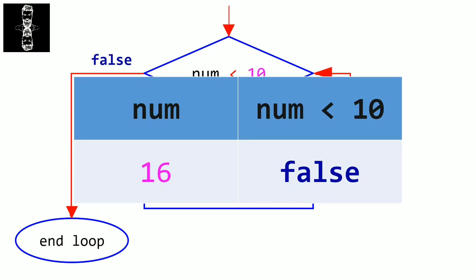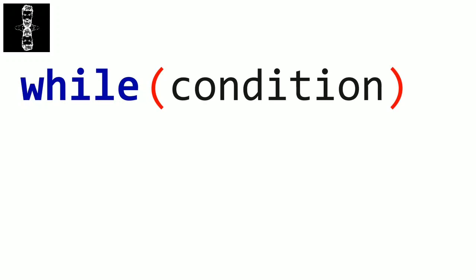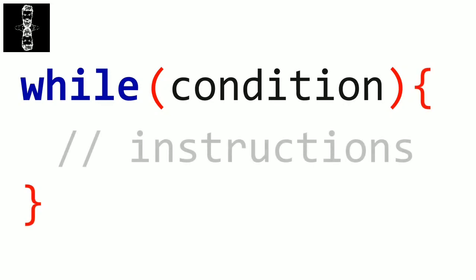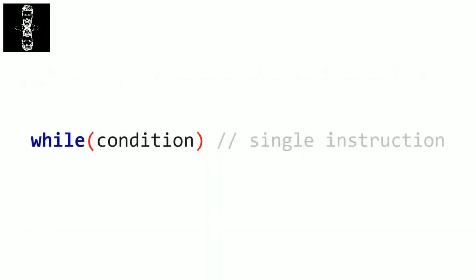Now let's move to the IDE to implement the while loop and see its syntax. The syntax of while loop is very simple. First we have the keyword while, then in parentheses we have the condition, same as for if statement, and then we have the body of the loop between curly brackets, where we put the instructions that will be repeated. But same as for if statement, if the body has only one instruction, we can avoid using curly brackets.